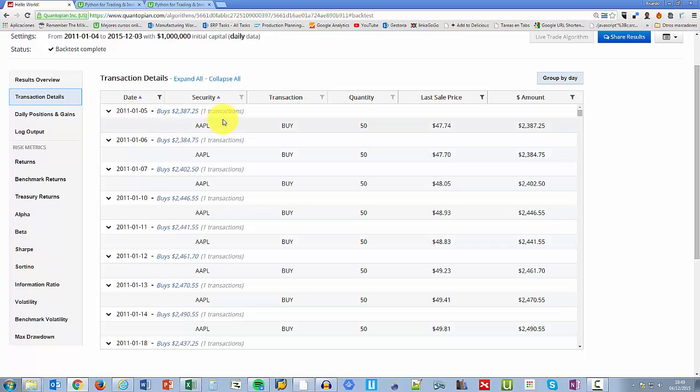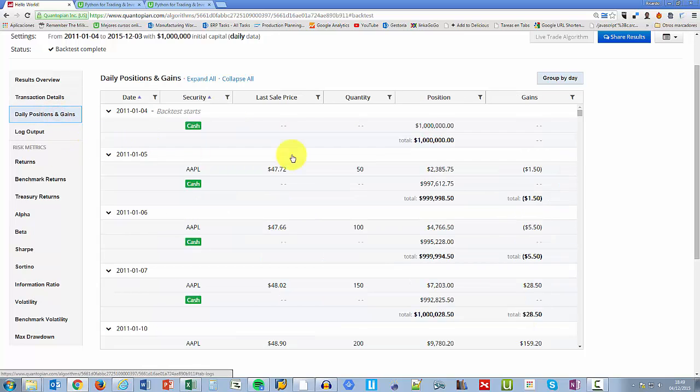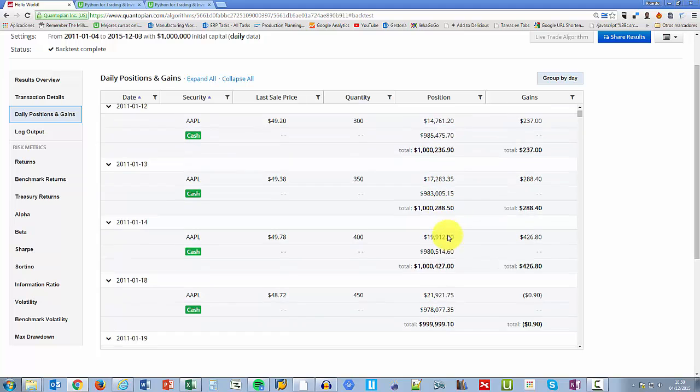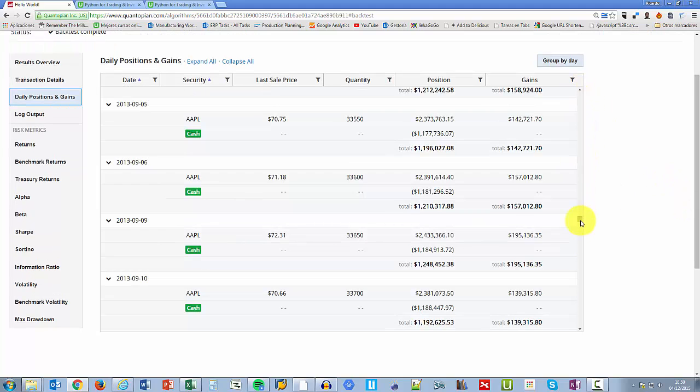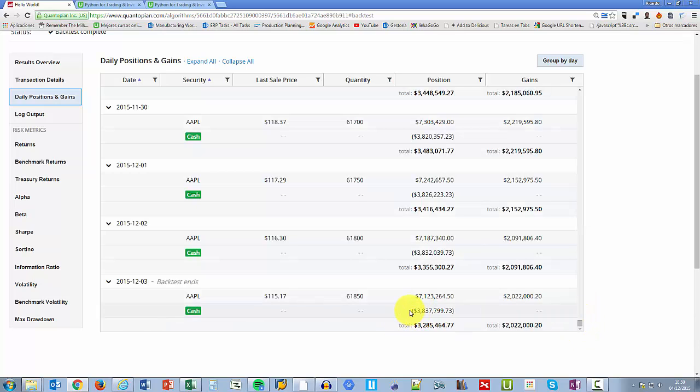Here we can see more information such as the transaction details. You see, each day we are buying 50 shares of Apple that, at the value it has at each moment, is going to give us an order of these quantities. Daily positions: here we have the first, when we start, $1 million in cash. And once we start buying, we are splitting it between our Apple shares and our cash, until the point that we can even measure what will happen if we go with leverage, just spending more than we have in cash, so we are using some debt for our strategy.